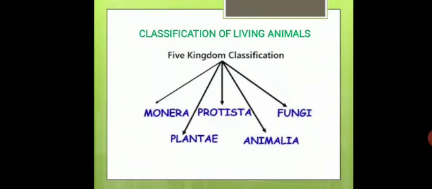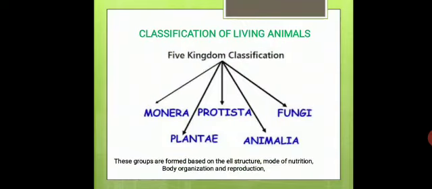We have 5 major kingdoms of classification. The 5 kingdoms are Monera, Plantae, Protista, Fungi and Animalia. In this, Monera belongs to unicellular prokaryotes. Protista belongs to unicellular eukaryotes. The remaining 3, that is Fungi, Plantae and Animalia, belong to multicellular eukaryotes. Now we are going to discuss what they are called.